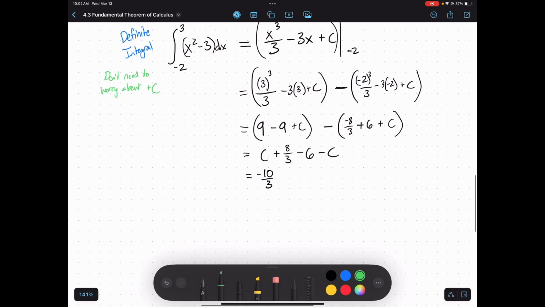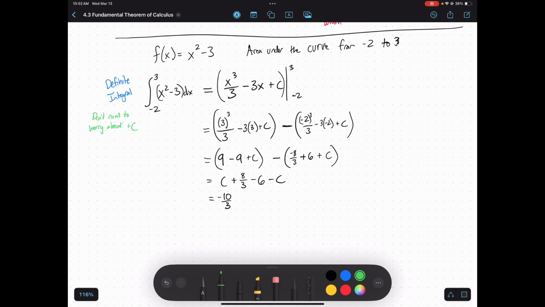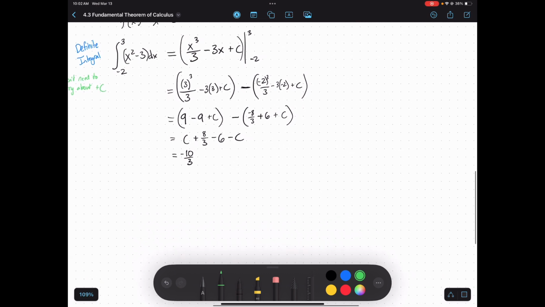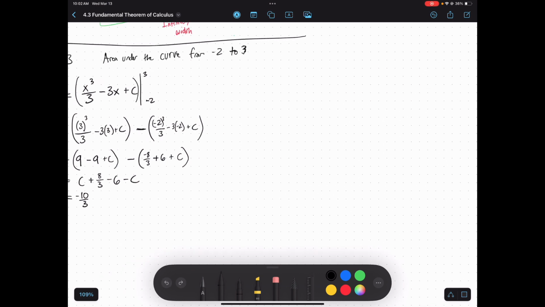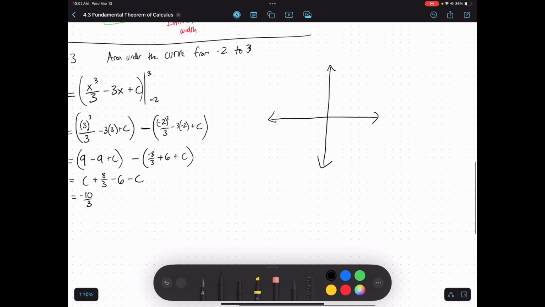But now let's think about this answer. My answer is negative. What does a negative area mean? How am I getting a negative value for my area? What's going on here? Well, let's draw a picture to help me make sense of this. If I draw a picture of my function, remember my function is x squared minus 3. What that gives me is a parabola, but a parabola that goes under the x-axis and has a vertex there at -3.